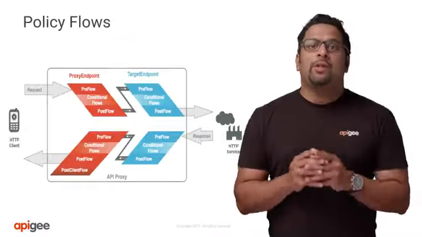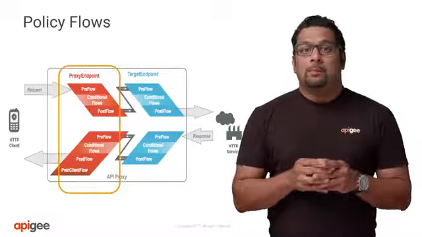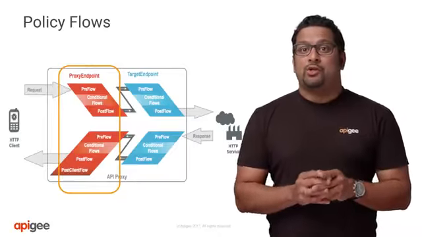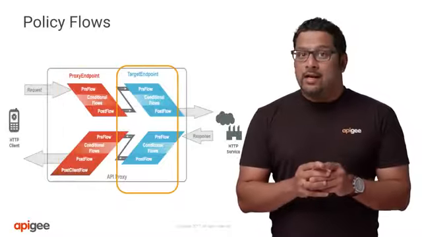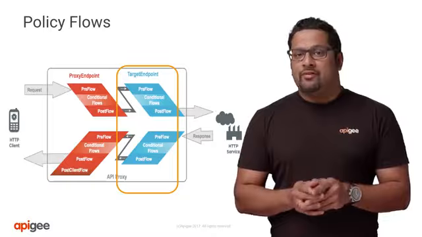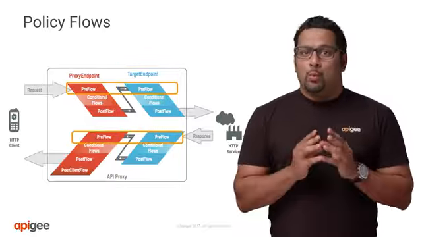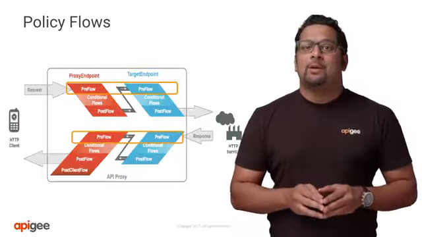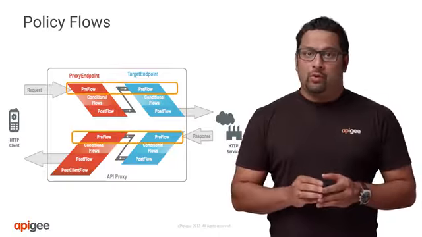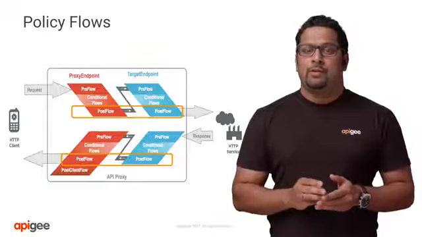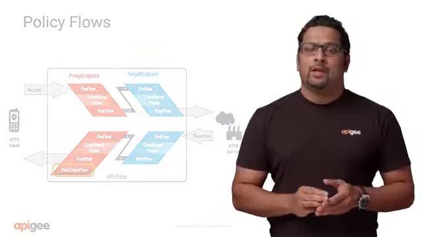Policies are steps within the API flow. The proxy endpoint contains policies that affect the request and response to the client. The target endpoint contains policies that affect the request and response to the backend target server. Within the proxy endpoint and target endpoint, we have pre-flow, one or more conditional flows, post-flow, post-client flow.